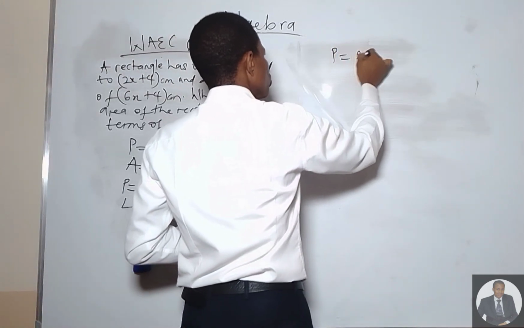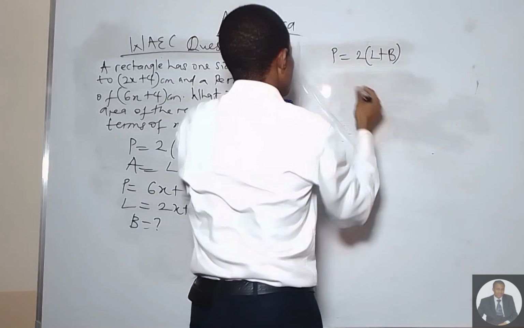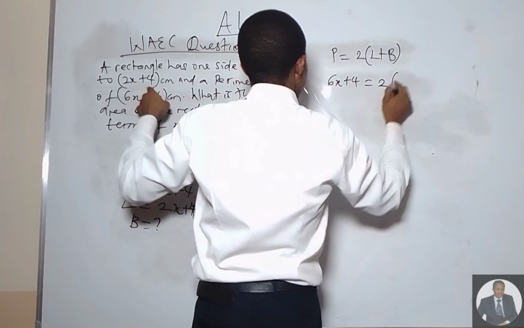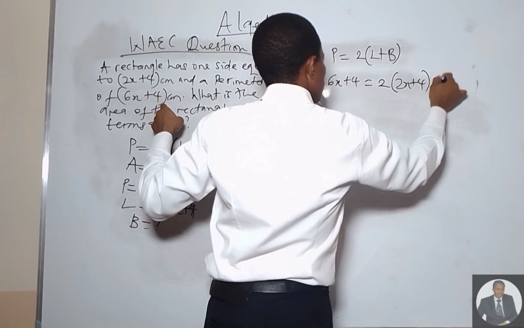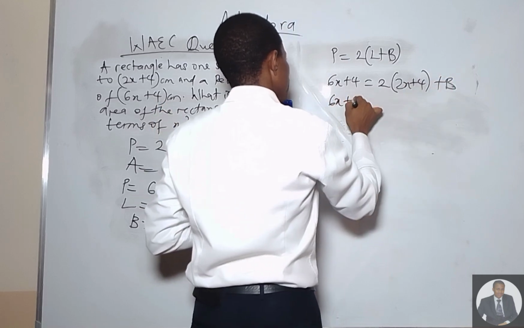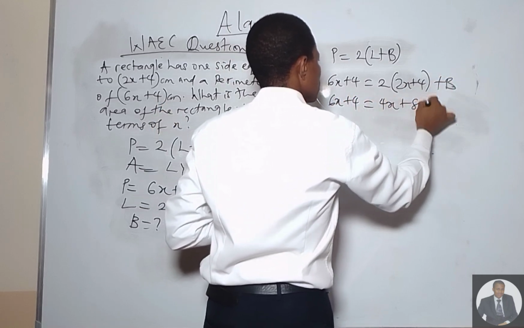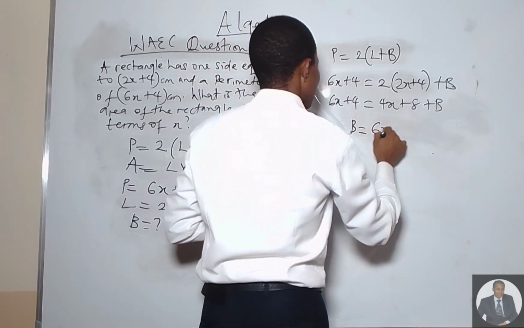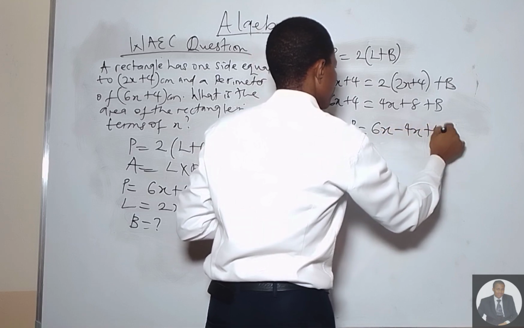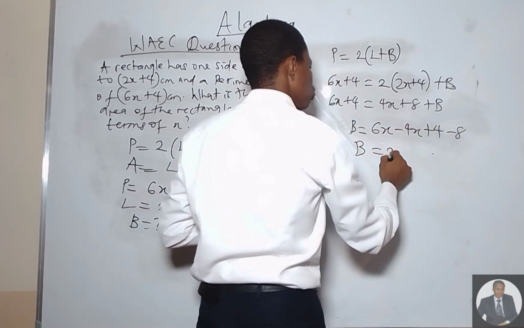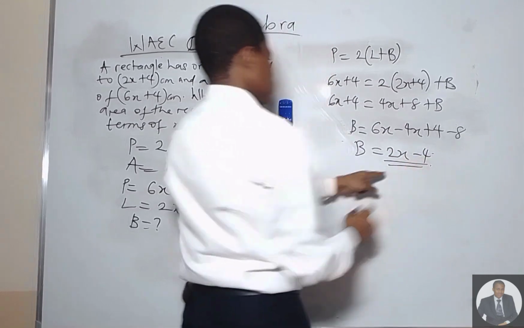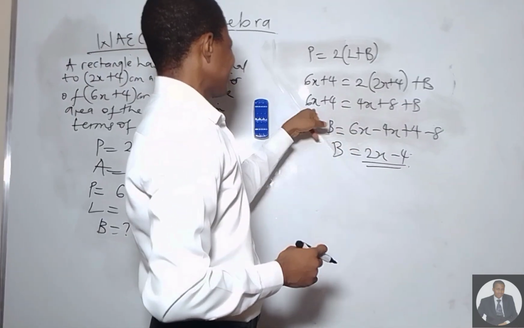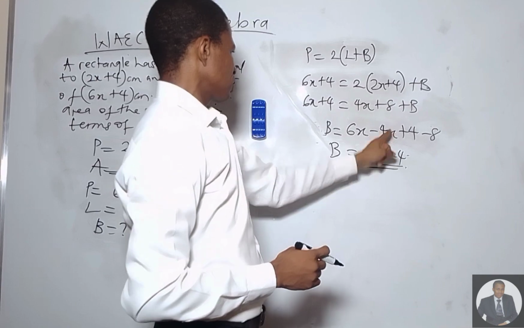P is equal to 2 into bracket length plus breadth. We say perimeter 6x plus 4 equals 2 into bracket 2x plus 4 plus b. That's 6x plus 4 equals 4x plus 8 plus 2b. So b will be 6x minus 4x plus 4 minus 8, that is 2x minus 4. This is our breadth. If we collect like terms, we are looking for b.